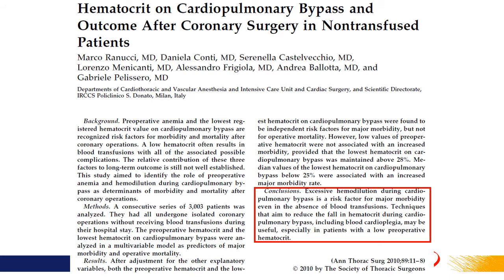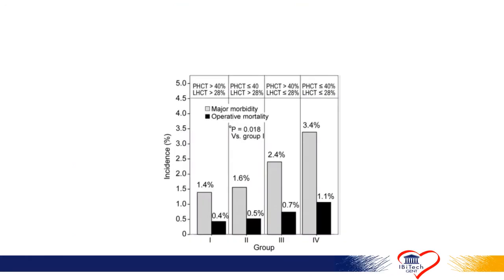So this was brought together again in a summary by Marco Ranucci, who said that if you want to reduce major morbidity, you will see the lowest morbidity in patients who already had a good hematocrit to start with, and where the hematocrit remains relatively high during cardiopulmonary bypass. They will have a low morbidity and a low mortality.